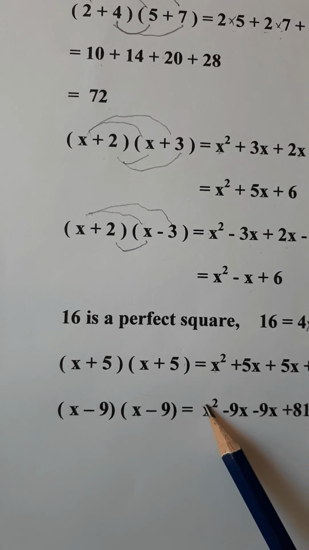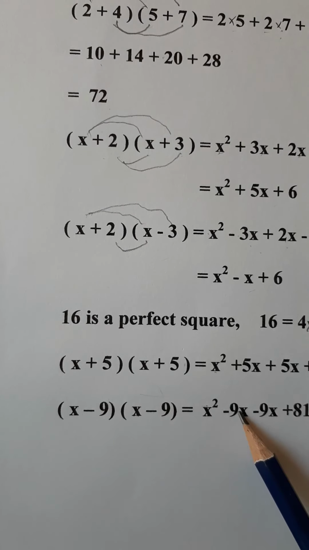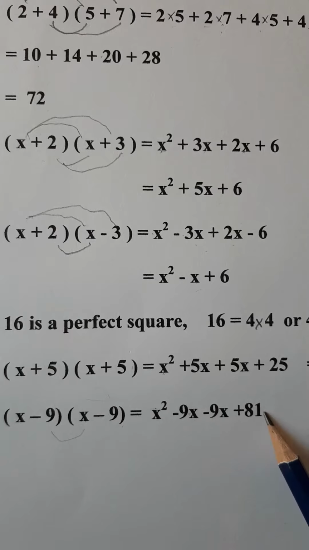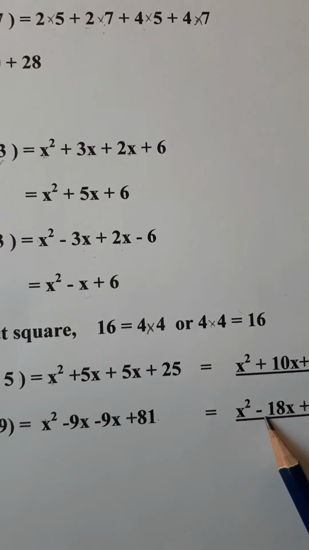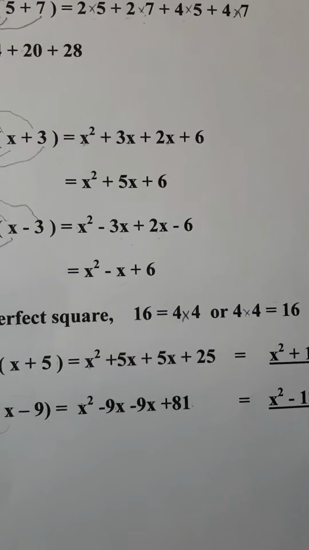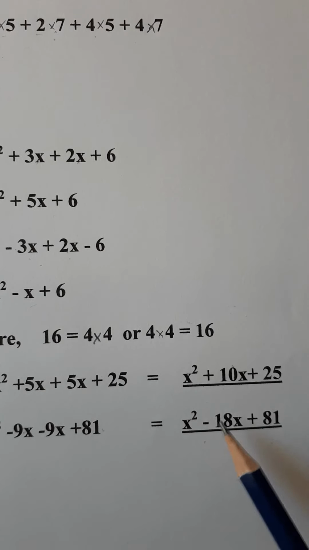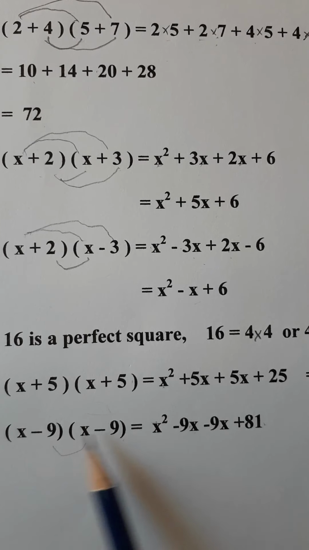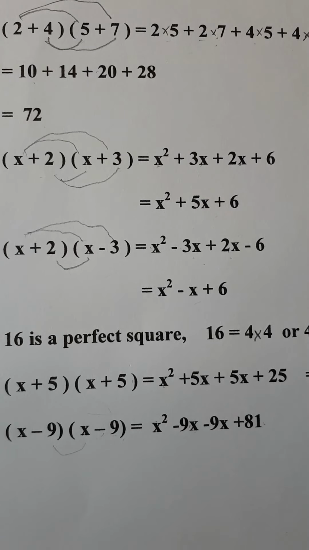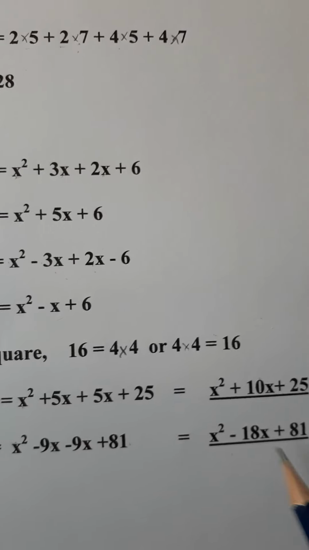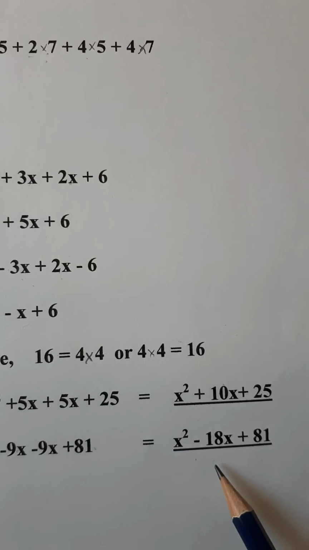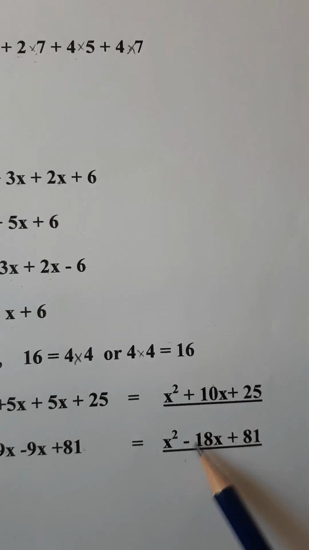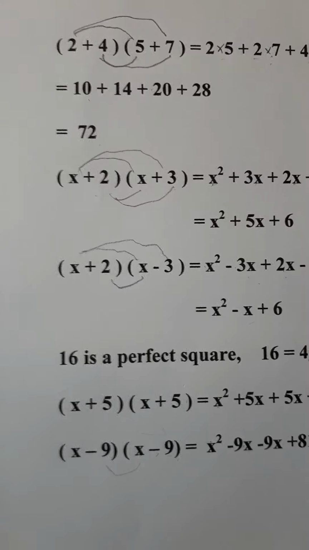x squared minus 18x plus 81. Again, the only difference between these two is that here you have a minus sign when you are multiplying two expressions with the minus here. Again, if you divide 18 by 2, you get 9. 9 squared is 81. See this sign, plus, but only here minus, when these two are minus.